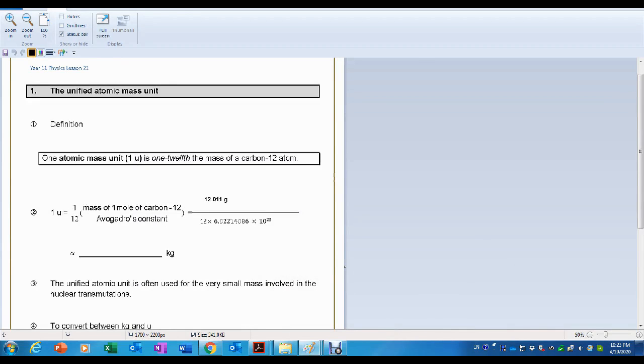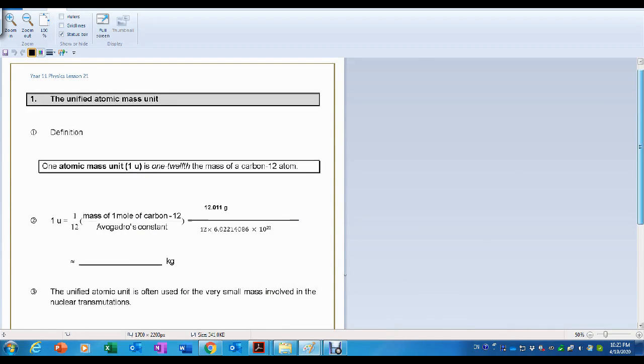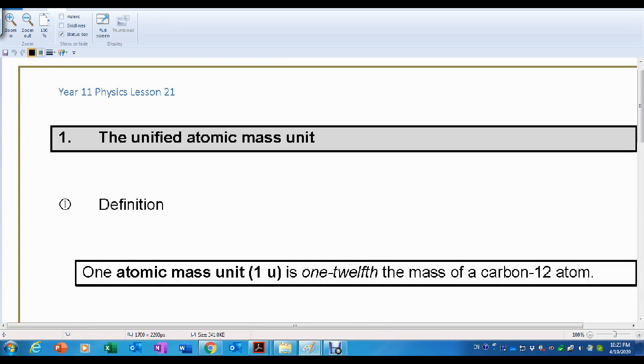Okay, guys, we're doing a second video about mass and energy equivalence. So we need to introduce the unified atomic mass unit first.